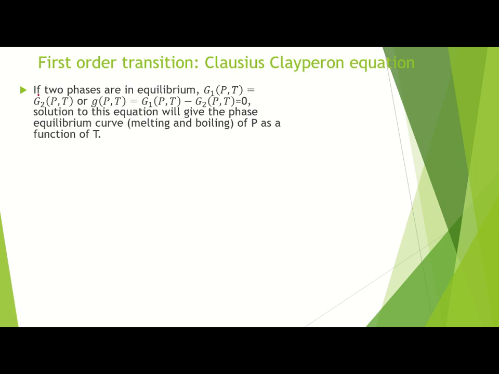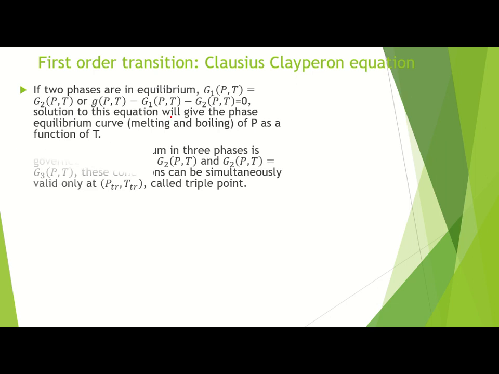So in first order phase transitions, when there is a phase transition, the difference between G1 and G2 will be equal to 0. That means this quantity, small g, will be equal to 0. And if we solve this equation for pressure and temperature, we will get the curve which we discussed in the last slide. Okay, that phase diagram, we will get that curve.